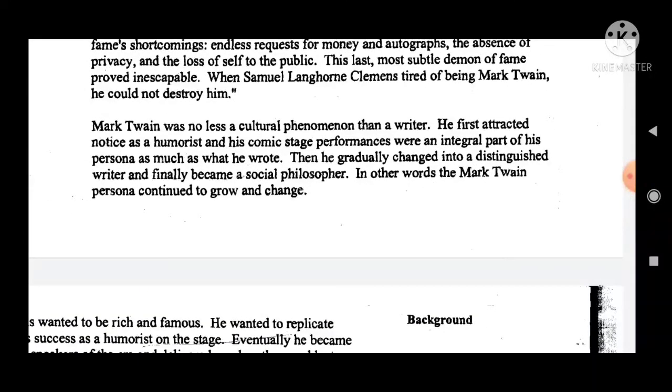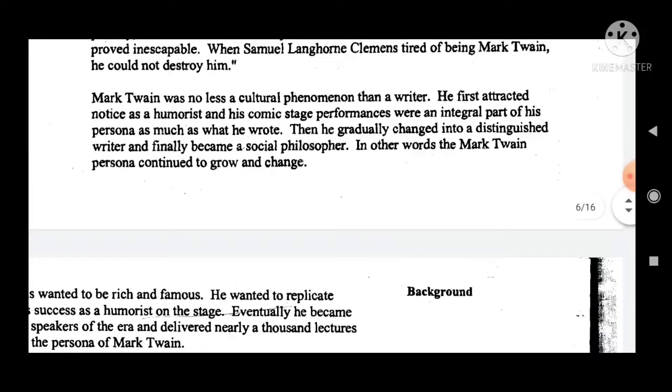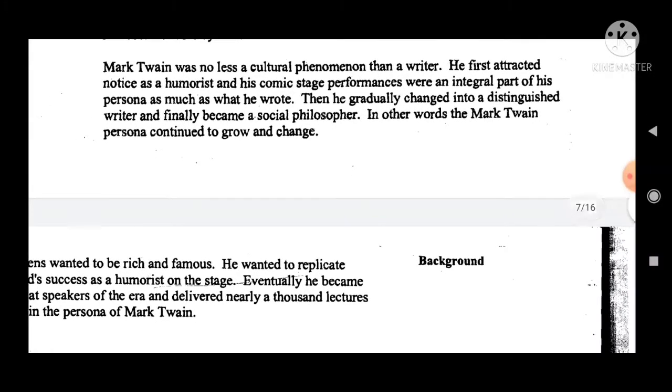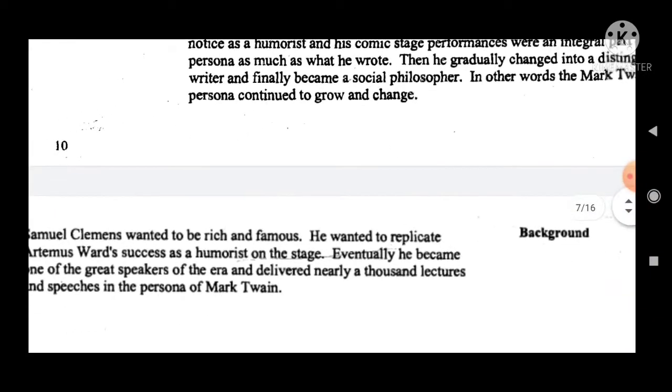Mark Twain was no less a cultural phenomenon than a writer. He first attracted notice as a humorist, and his comic stage performances were an integral part of his persona, as much as what he wrote. Then he gradually changed into a distinguished writer and finally became a social philosopher. In other words, the Mark Twain persona continued to grow and change.